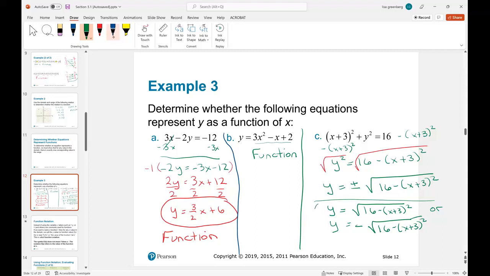But I can put in the same value of X for both of these equations, and I'll get two different values. I'll get a positive one, and I'll get a negative one. So for one value of X, on C, I have two different values of Y. So that would make this not a function. Okay?